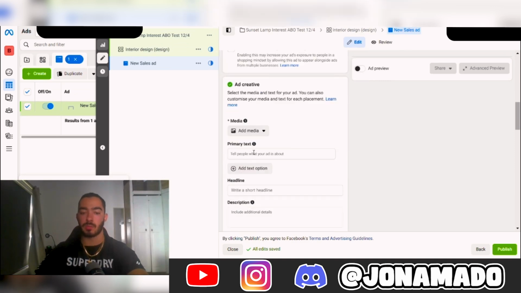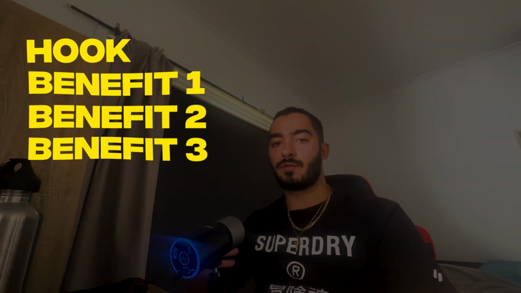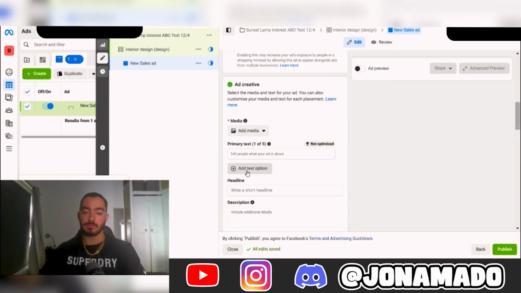And then you'd obviously get the primary text. So the way I like to structure the primary text, I like to structure it hook, 3 key benefits, and then the call to action. So that's what you would put in here.